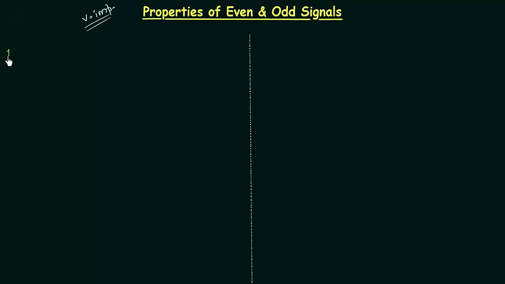In the first property, we will calculate the even component and the odd component of a DC value. Let's say the DC value is equal to 10, so x(t) is equal to 10. I will plot the waveform when time t is greater than 0. The y-axis is for x(t) and the x-axis is for time t, and when time t is positive, this is the waveform of x(t).